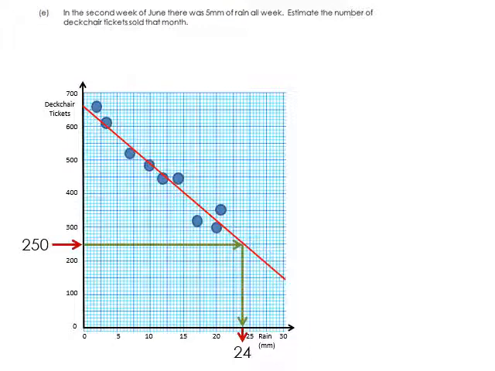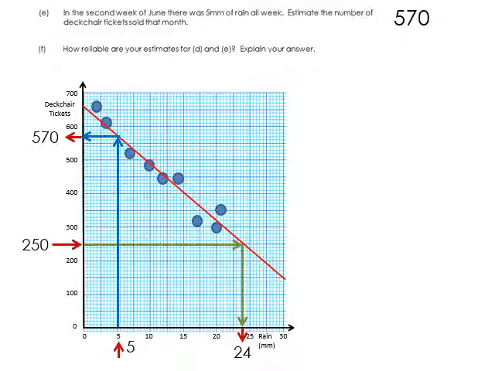And then for question E, in the second week of June, there was 5 millimeters of rain all week. Estimate the number of deck chair tickets sold that month. So this time we're looking at 5, reading up, reading across, and we get 570. So question F, how reliable are your estimates for D and E?